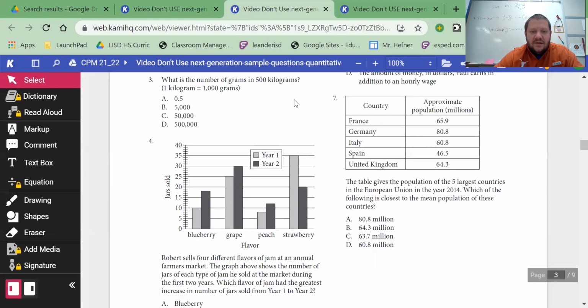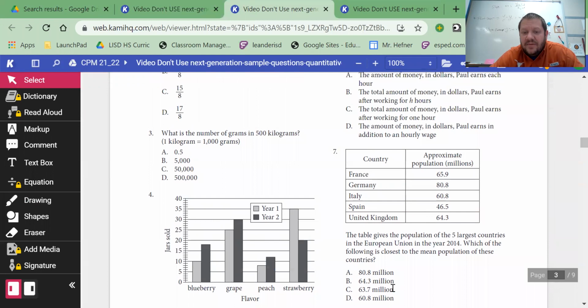Let's scroll down. Here we have some probability and statistics stuff going on. This is asking which of the following is closest to the mean of the population of these countries.